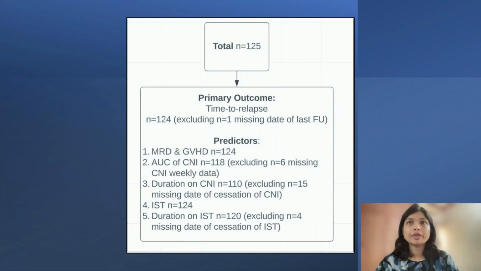A total of 125 children had a T-cell replete cord blood transplant in the last 10 years in the enrolled centers. One patient was excluded for the lack of follow-up on relapse data. 118 patients had the data available for cyclosporin levels and the duration of cyclosporin was available on 110 kids. This is the demographics of the study population of the 125 kids enrolled in the study.